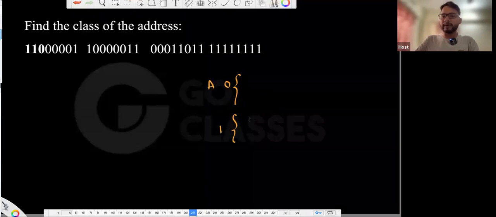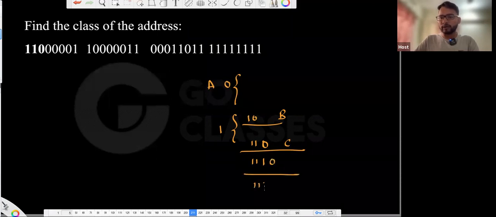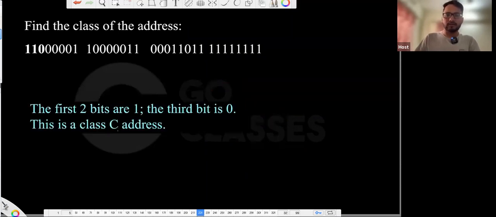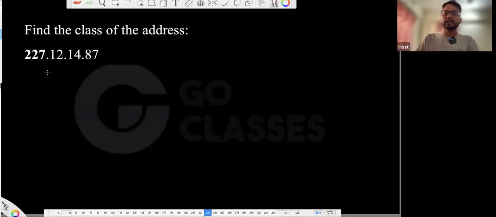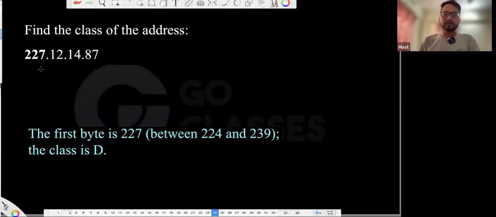Then in the ones, I have divided into 10 and then 11. This is class B. And then 11 also I have divided into two parts, 110 and 111. This is class C. 111 also I have divided into two parts, 1110 and 1111. So this is class D, and the other is class E. So if they are saying 110, then 110 is class C, right? The first two bits are 1 and the third bit is 0. That's why the answer is class C. Similarly, based on the first byte also, you can find that this is in between this, so it should be class D, something like that, right?